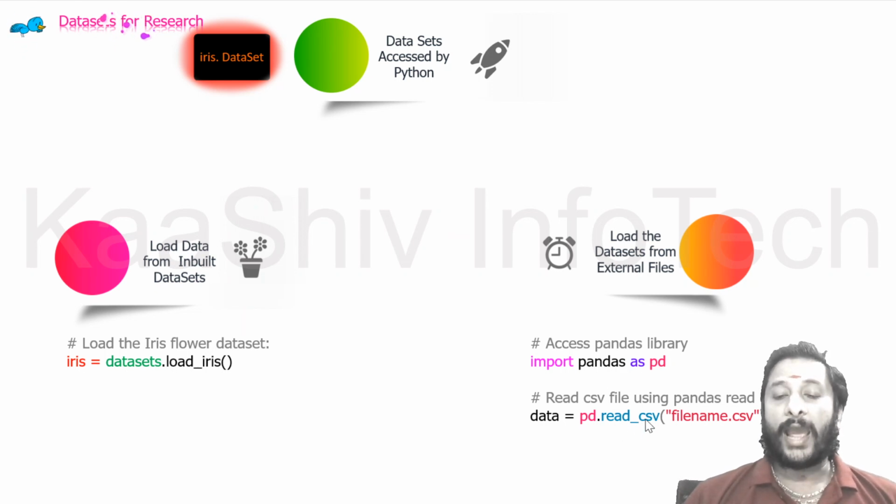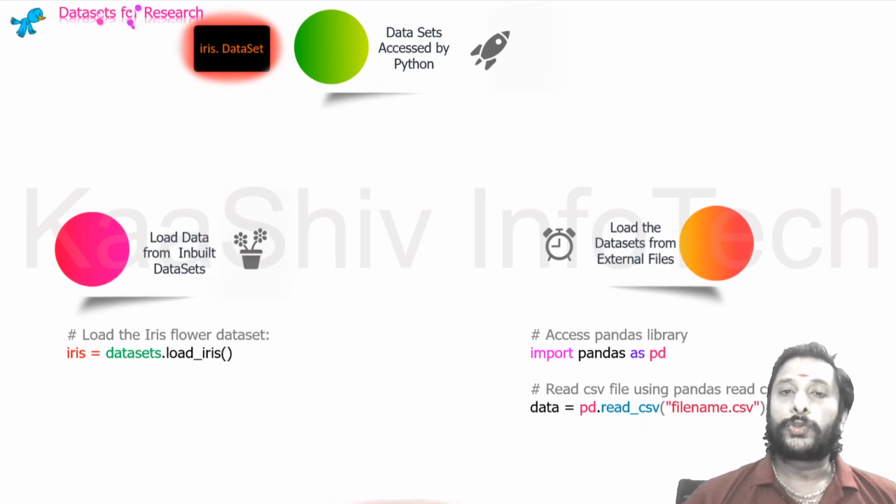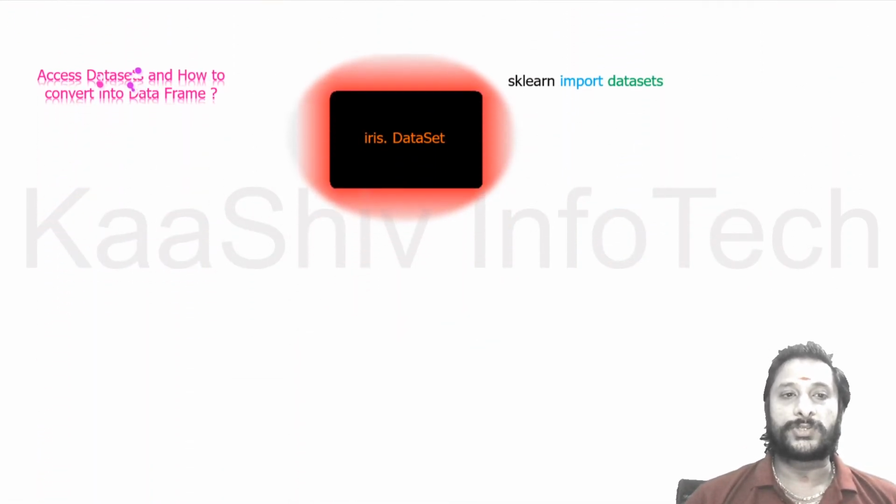So read_csv is nothing but a function which is used to access your CSV file. I gave the input as a CSV file, so all the data from the CSV file is loaded into this variable. Okay, this is how you are able to use datasets for your research.